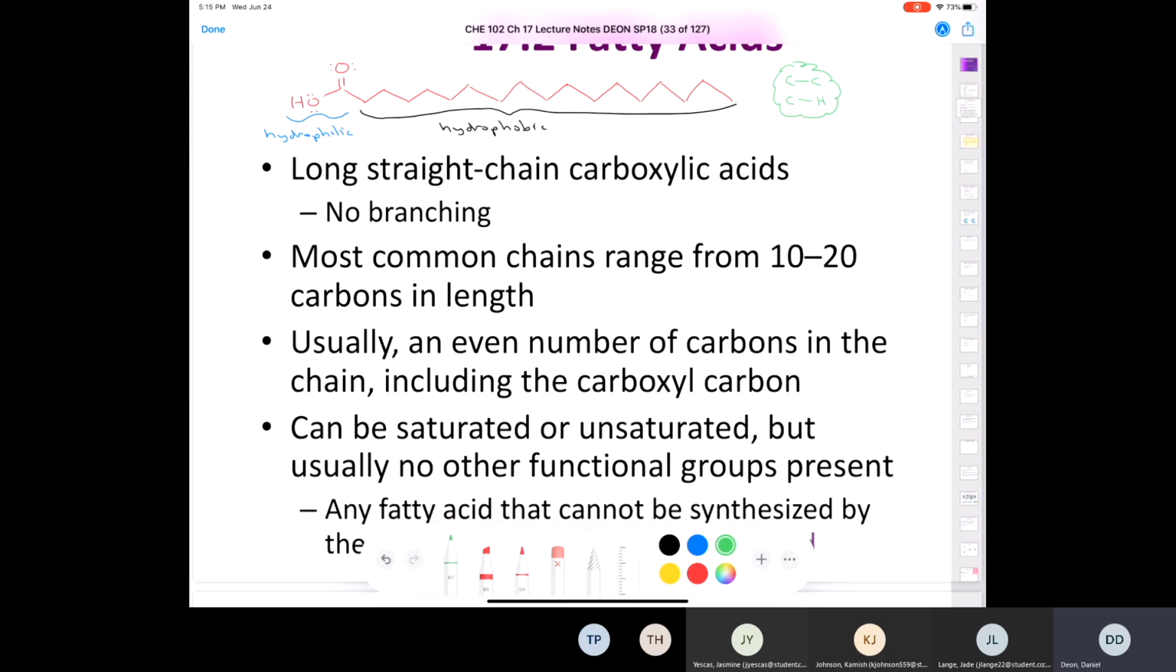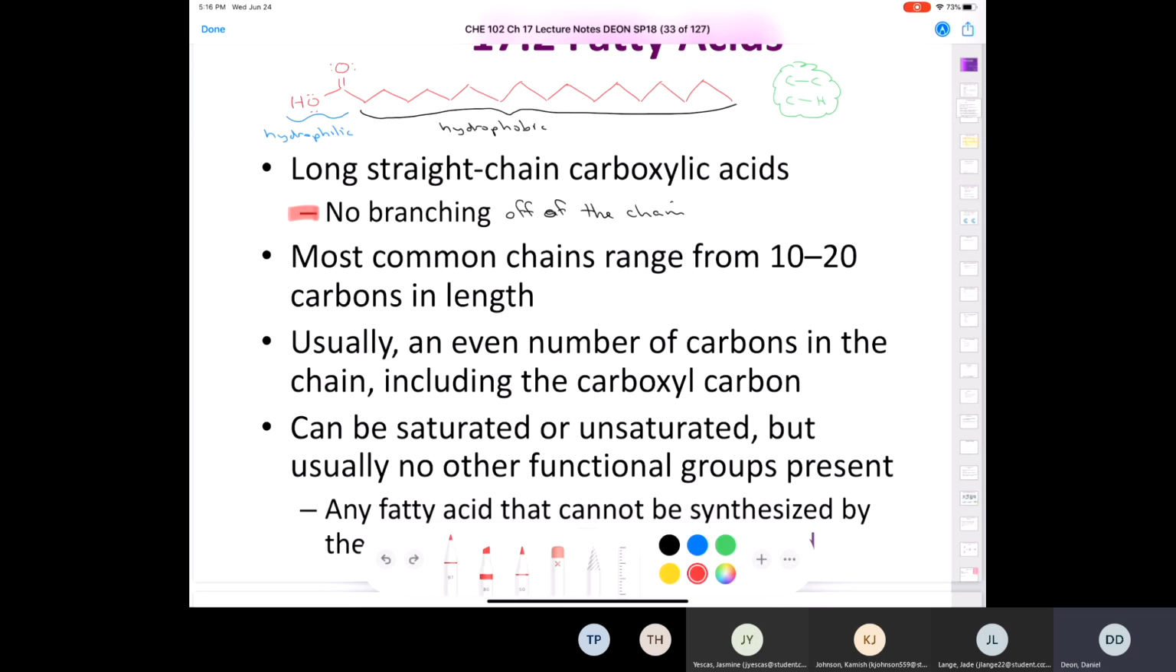Okay, so long straight-chain carboxylic acids, that's basically what a fatty acid is, and we don't have any branching coming off of the chain. So no branching off of the chain. If you're wondering what that means, all that means is you're not going to see methyl groups or something like that. That's not going to happen, so I'll delete those.